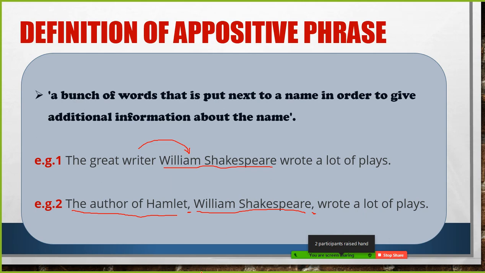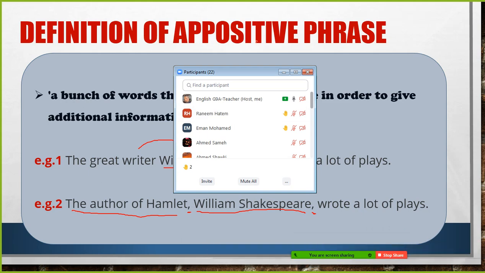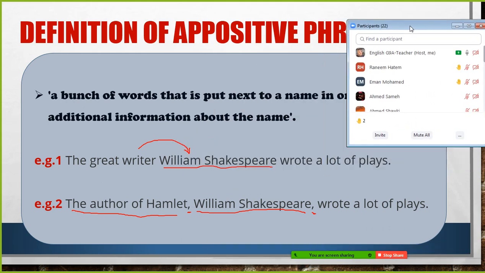Confused or not? Yes, some people are raising their hands. Sorry, Ranim and Iman. Can I just listen to Ranim first? Ranim Hatem. Miss, you were saying how can we turn this into a non-essential phrase? Again? Say it again. You were saying how can we turn "the great writer William Shakespeare wrote a lot of plays"? Yes, I was asking about this point: how can I turn William Shakespeare from being essential to non-essential?